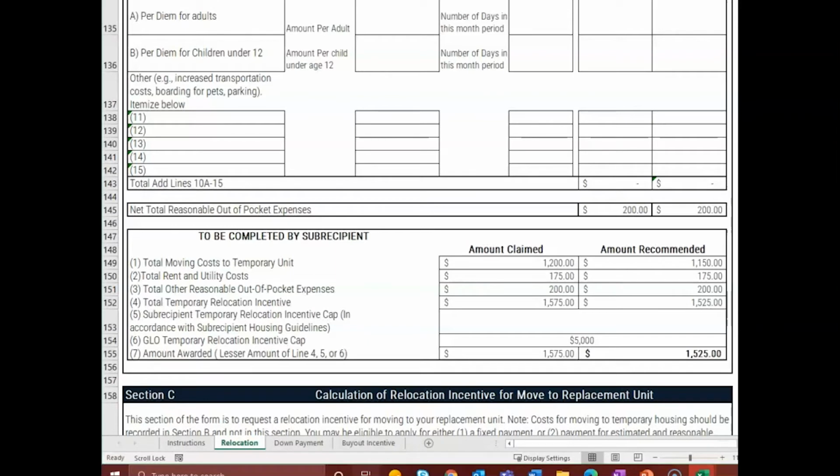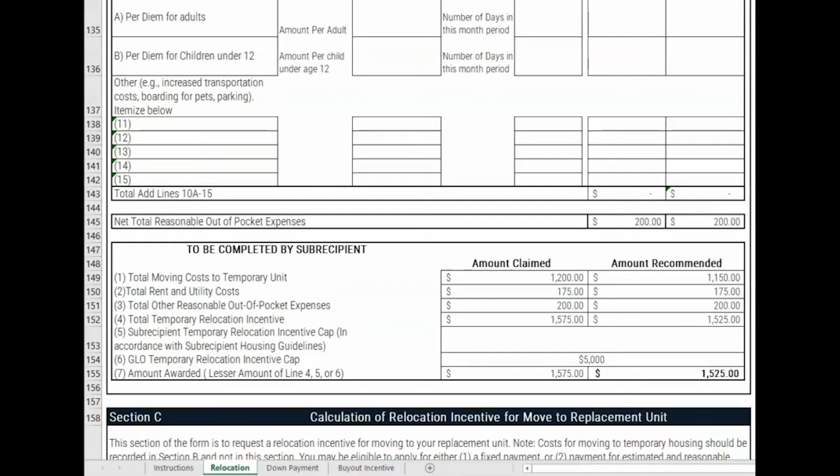In this section, all of the totals from the tables in Section B have auto-calculated for each temporary relocation cost. In addition, the GLO temporary relocation incentive cap of $5,000 has been included. Subrecipients should input in row 5 the subrecipient cap on temporary relocation incentives, as can be found in their subrecipient program housing guidelines. Then the form will auto-calculate the amount recommended based on the program caps. If the total temporary relocation incentive exceeds either the GLO or the subrecipient program cap, the recommended award amount will be limited to that cap.